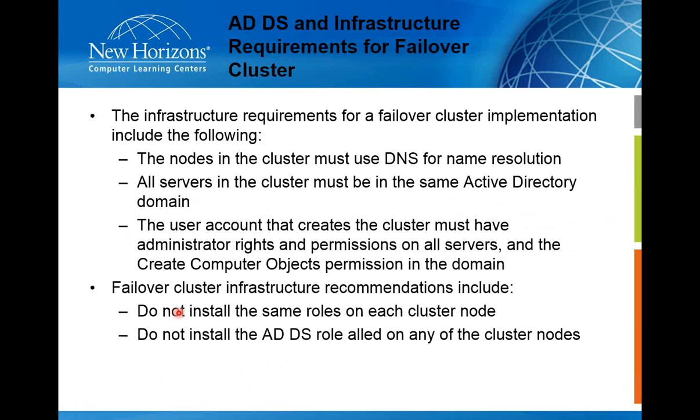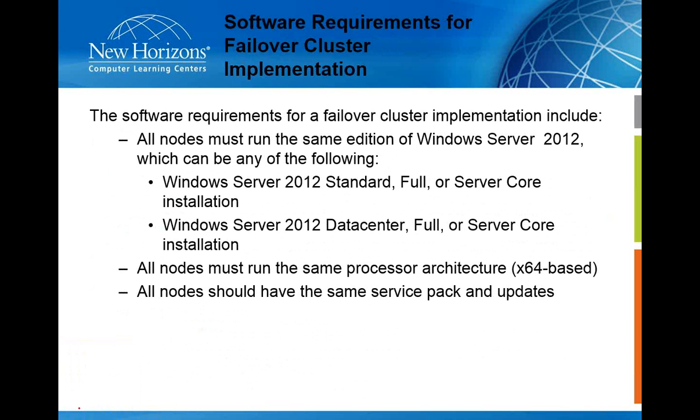So actually this should say, and I'm going to just mark this real quick, do install the same roles. Identical. You want those machines, if they have file and print, one of them has the file and print services role installed, the other one needs to have the file and print services role installed. So make them as identical as you possibly can.